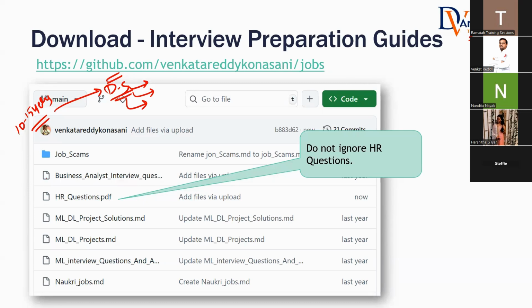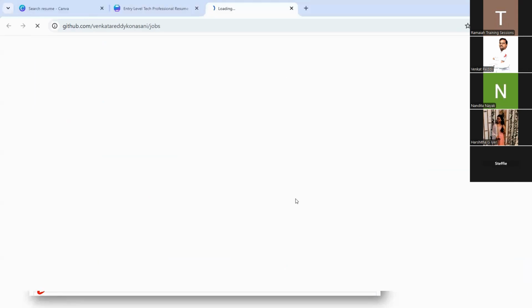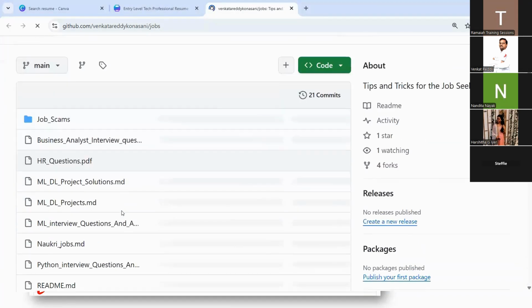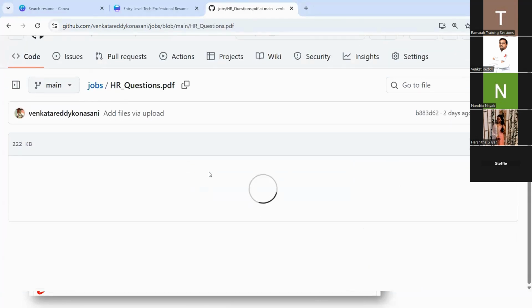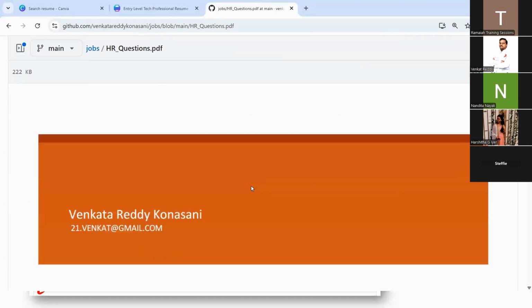So I have given all the questions that were asked to our students: what are the questions that were asked in business analyst interviews, what are the common HR related questions, machine learning related questions, all those things that I have mentioned here. I have also given a link of all the job openings right now on Naukri related to data science. If you go to this resource, this is a very detailed explanation of how you should approach an interview from the interview point of view.